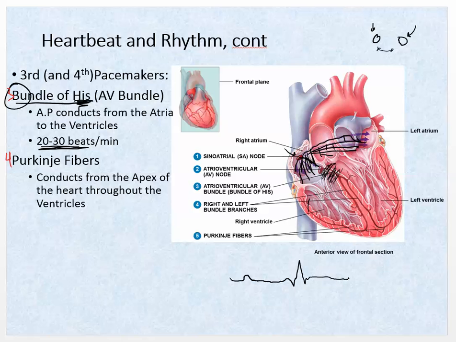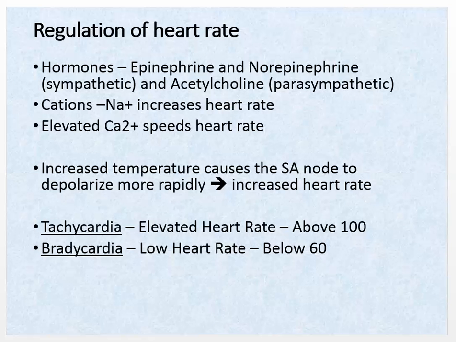Okay, so this is an EKG, and we haven't talked about it yet, but that's what it's showing: the depolarization of the atria and the ventricles. If you have damage here, then it will pause. So those are the third and fourth pacemakers: the AV bundle, or bundle of His, and the Purkinje fibers. It moves down in this direction, and then it squeezes this way. Hopefully that makes sense.